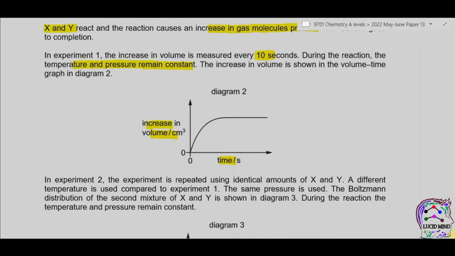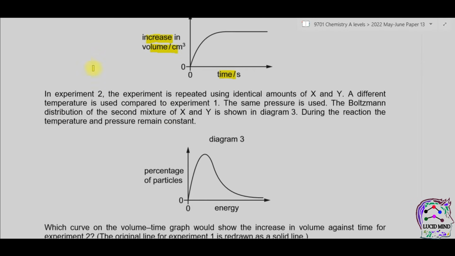Okay, let's move further. It says in experiment 2, the experiment is repeated using identical amounts of X and Y. So we have the same amount of X and Y. A different temperature is used. They haven't given whether the temperature is less or more, they just say that it is different as compared to experiment 1. The same pressure is used.